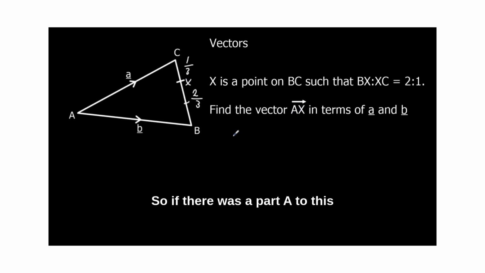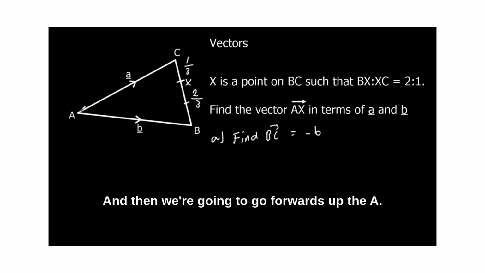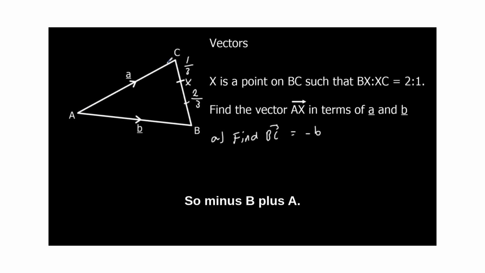So if there was a part A to this question, the part A would say find B to C in terms of A and B. So let's find B to C first. So from here to here. We can't go up here as it hasn't got a name. So we're going to go B to A, which is backwards along the B. So it's going to be minus B, backwards along the B. And then we're going to go forwards up the A. So minus B plus A. So that's B to C.